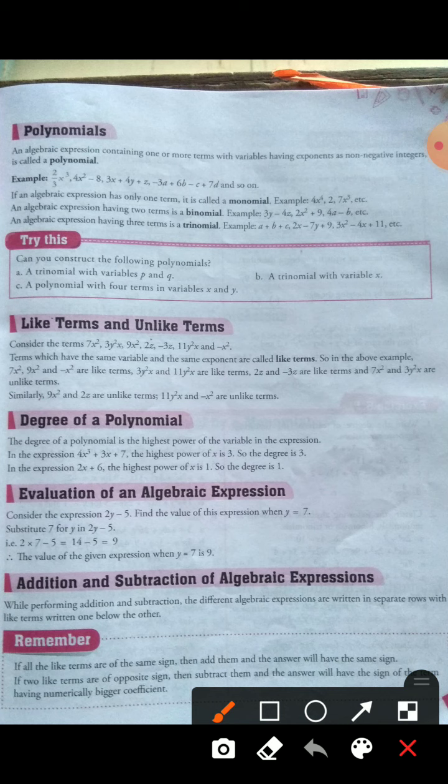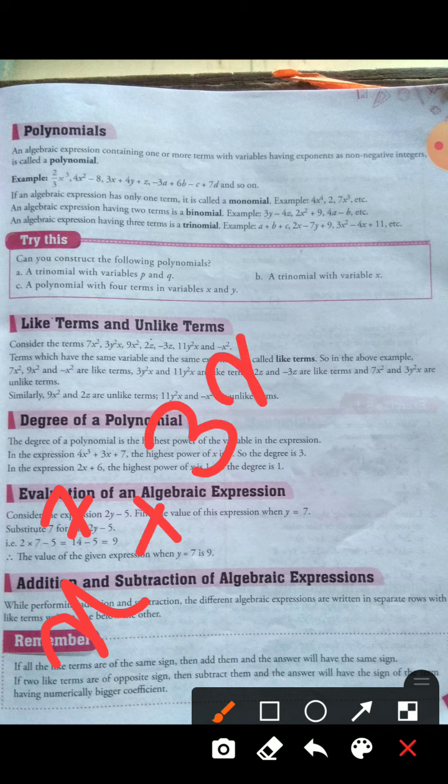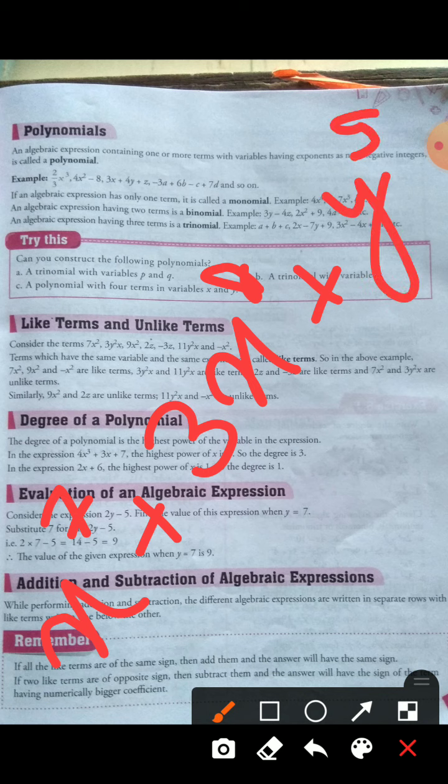If I take another example, say x raised to power 7 plus 3x raised to power 8 plus y raised to power 9, right? So the degree of this polynomial will be 9. Why? Because 9 is the highest power from all of these variables, right? So you can say that the degree of the polynomial is 9, or the polynomial is of ninth degree.